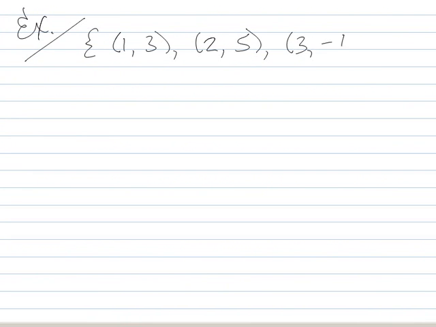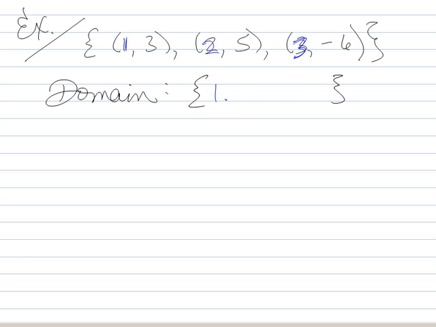So, let's try another example. Say we've got the points (1, 3), (2, 5), (3, -6). And these are my points. Now again, if I want the domain, I want all the x values, all the values in the x position. So for my domain, my values are 1, 2, and 3.